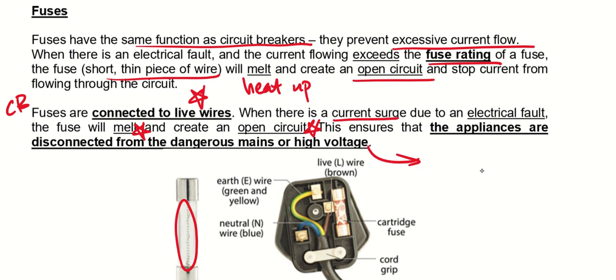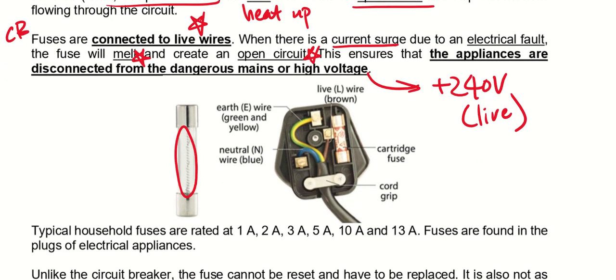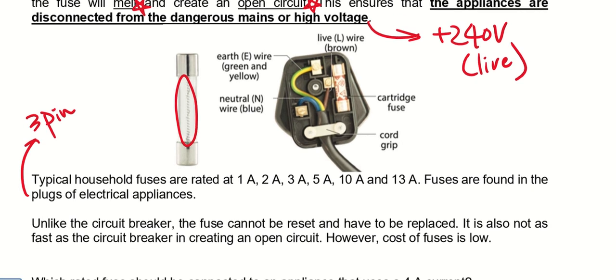So again, high voltage is the positive 240 volts. Okay? So this is in our live wire. Typical household fuses are rated at 1 ampere to like 10, 13 ampere. Usually they are whole numbers, integers. Fuses are found in the plug, the 3-pin plugs of electrical appliances. So like for your PLD, you will actually find that there's a fuse embedded inside.